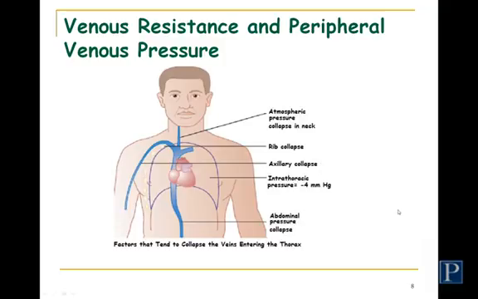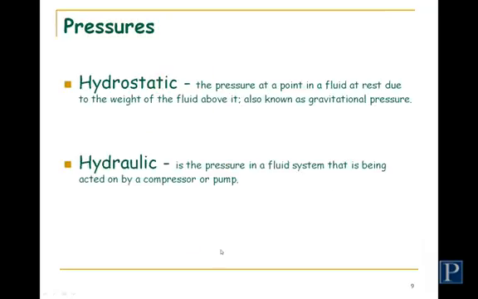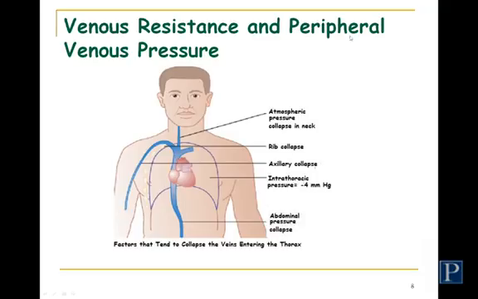Now some pressures, if we talk about peripheral venous pressure, there's a number I want you to remember. Peripheral venous pressure, which is kind of driving blood back to the heart, should be about 7 millimeters of mercury. Okay, it's about 7 millimeters of mercury. As long as you have a pressure gradient from the peripheral veins to the heart, you will get flow back to the heart.